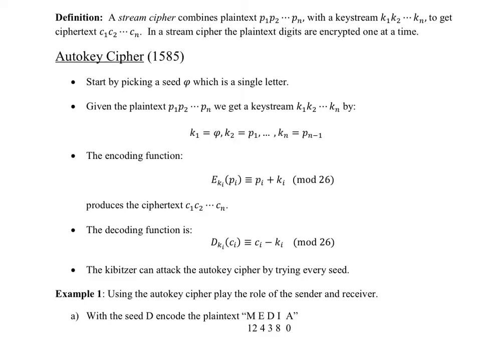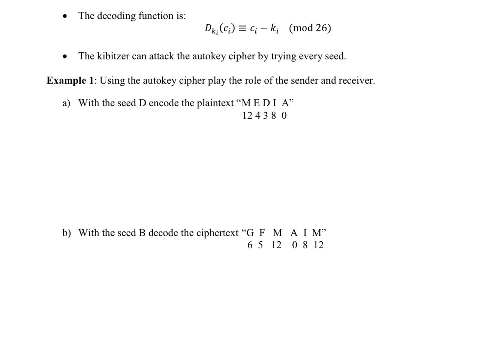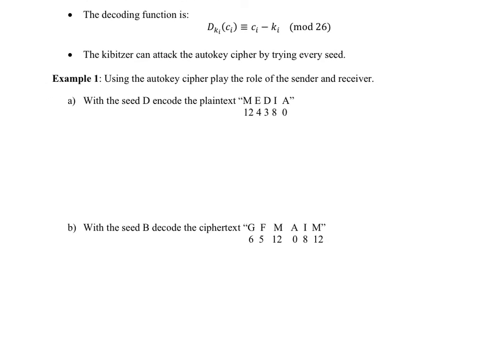So let's do some examples. Let's play the role of the sender and receiver using the auto key cipher. So our first word is media. Let's write down the 12. So what we want to do with the 12 is add on the seed, which is 3. So if we add those two together, we get 15. That would be the first item in our ciphertext.